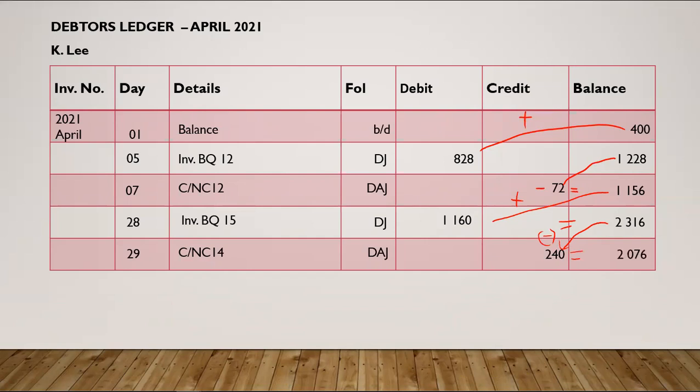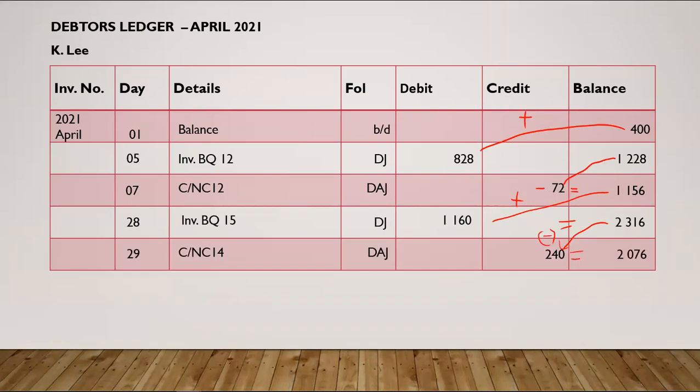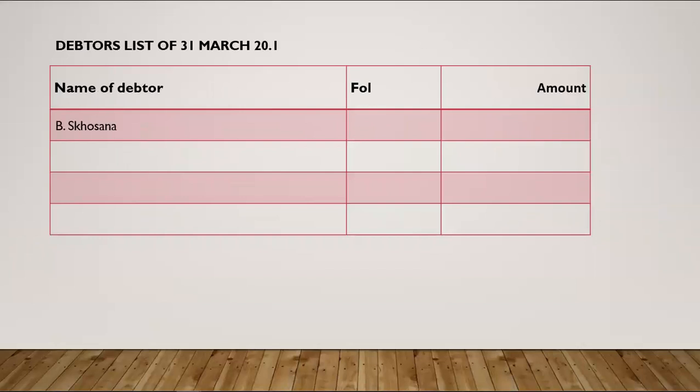Highlighted. This amount here together with this amount will go to the debtors list. Biscosana, it is 3,975. Kaylee, it'll be 2,076. The total will be 6,051. Please check out the next video for the general ledger.